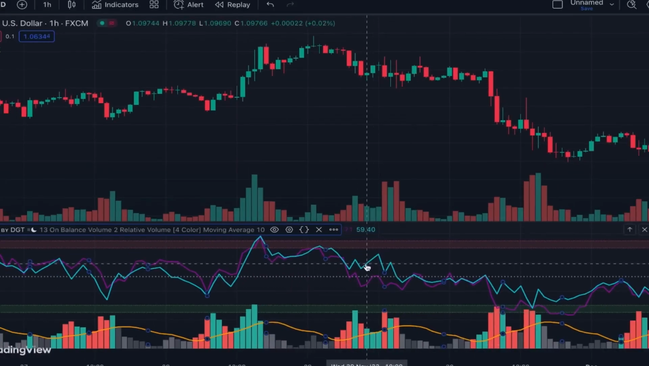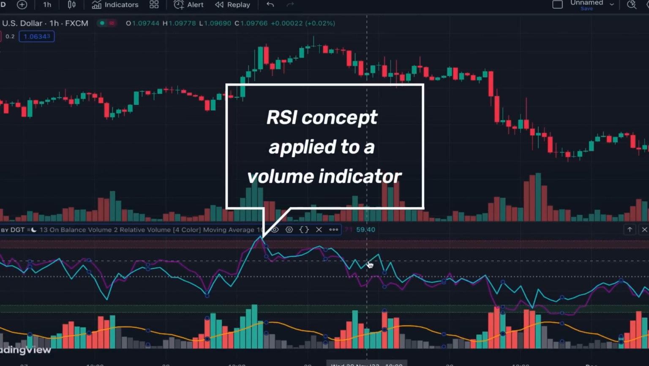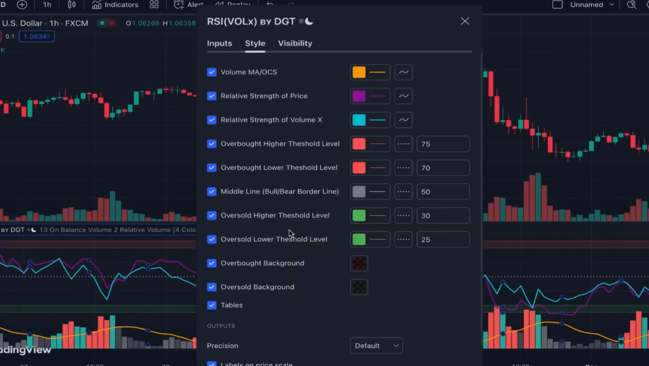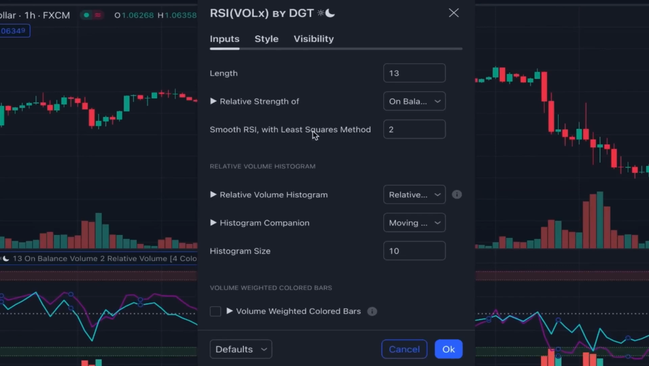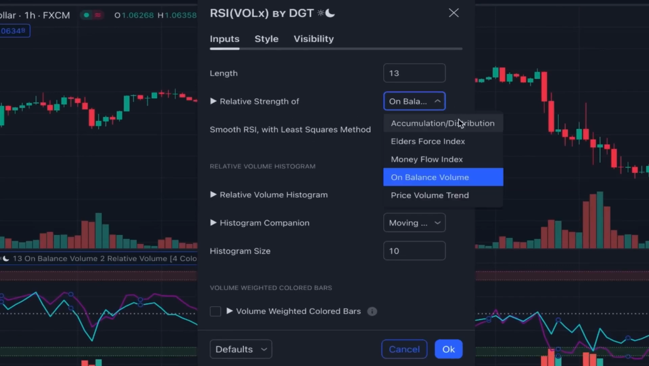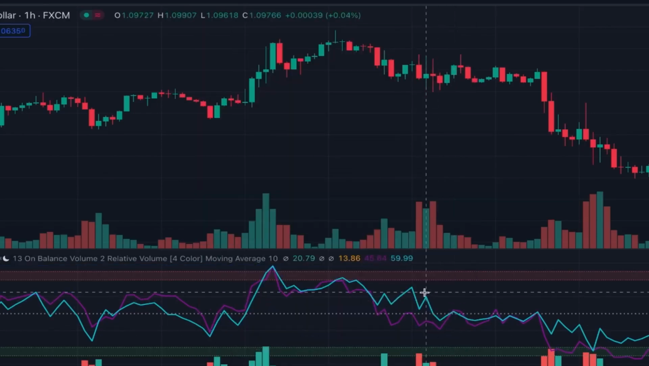Alright, we also have this blue line here, which is RSI of a volume indicator. The RSI concept is applied to a volume indicator. Here in the settings of the indicator, in the inputs tab, you can see that it's set on On Balance Volume by default. And there are also 4 other volume indicators that you can choose. So this blue line that you see here is OBV, but the RSI concept is applied to it. So it became an oscillator moving in this range, just similar to RSI.